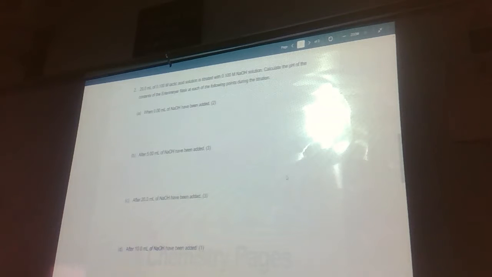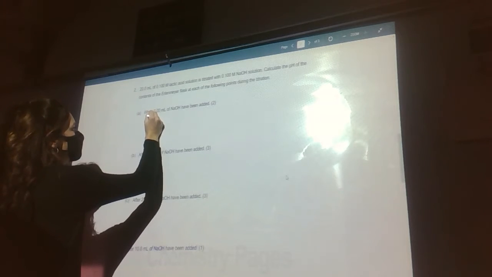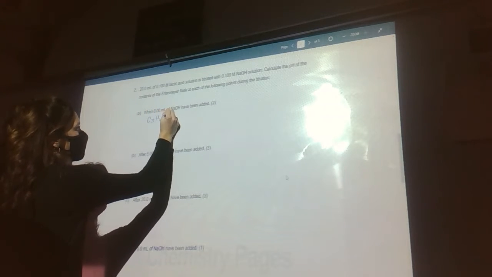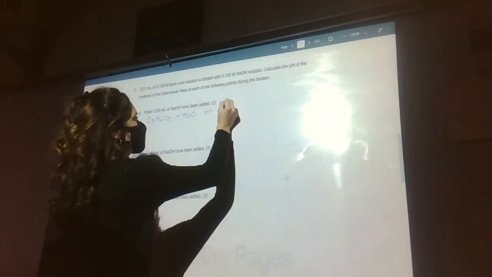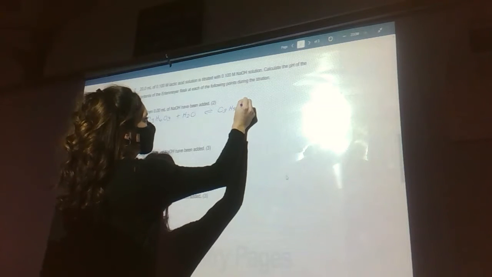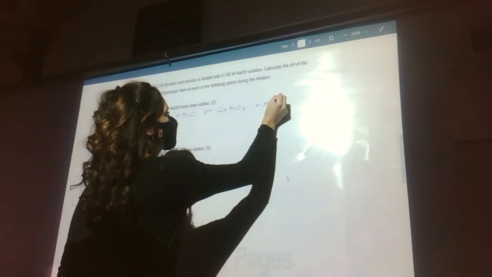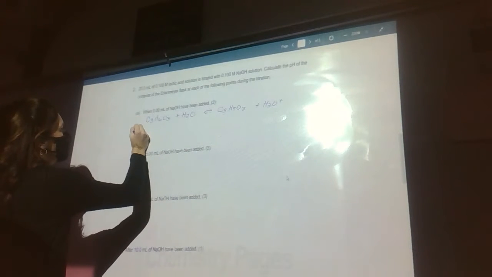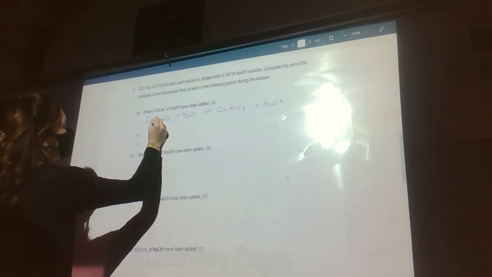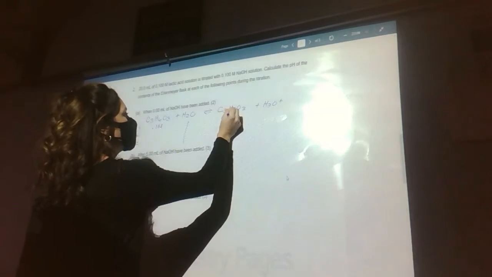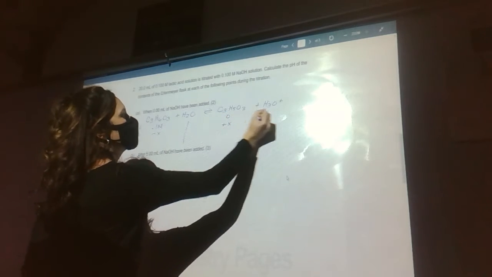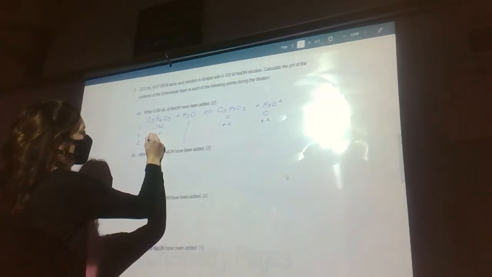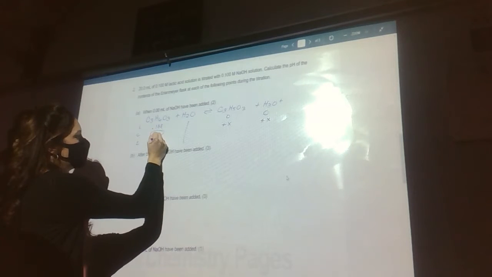So initially, when you just have the weak acid sitting there, you have lactic acid in water. It's a weak acid. It's 0.1 molar. Remember, this X is insignificant.